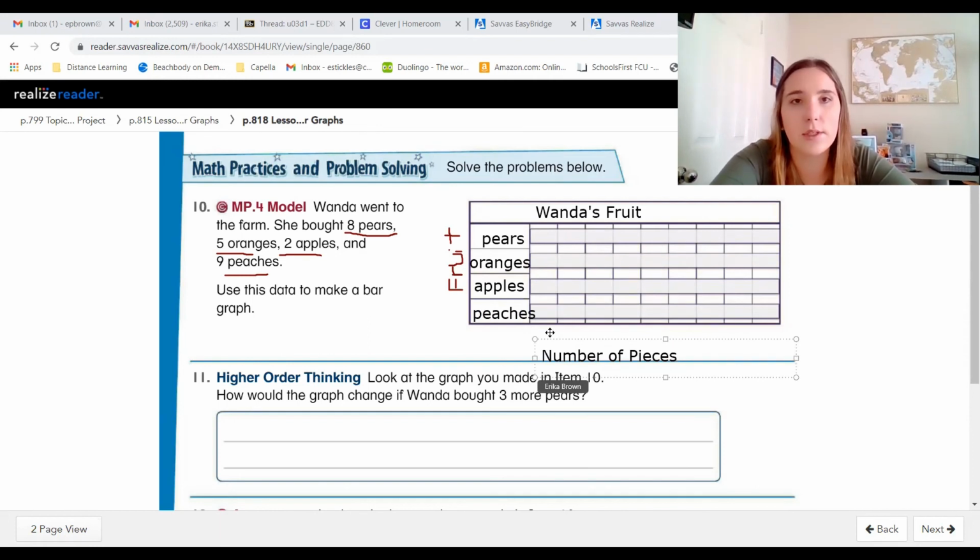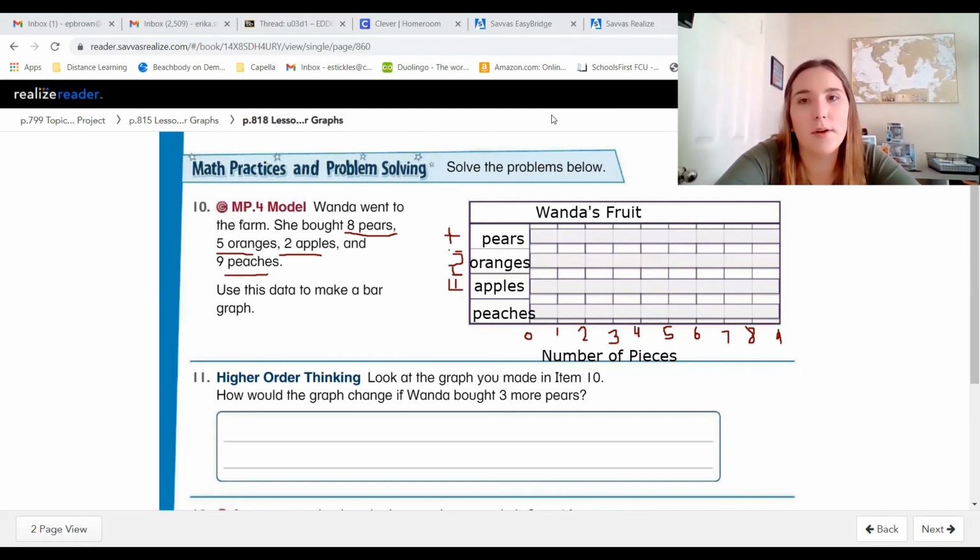And I need to say the choices are 0 pieces of fruit, 1 piece of fruit, 2 pieces of that fruit, 3, 4, 5, 6, 7, 8, and 9. That's a weird 9. That's okay. Now we can do the bars. So for pears, she bought 8 pears. So I'm going to fill in 8 boxes. 1, 2, 3, 4, 5, 6, 7, 8. There's my pears. For the oranges, she bought 5 oranges, so 5 boxes.